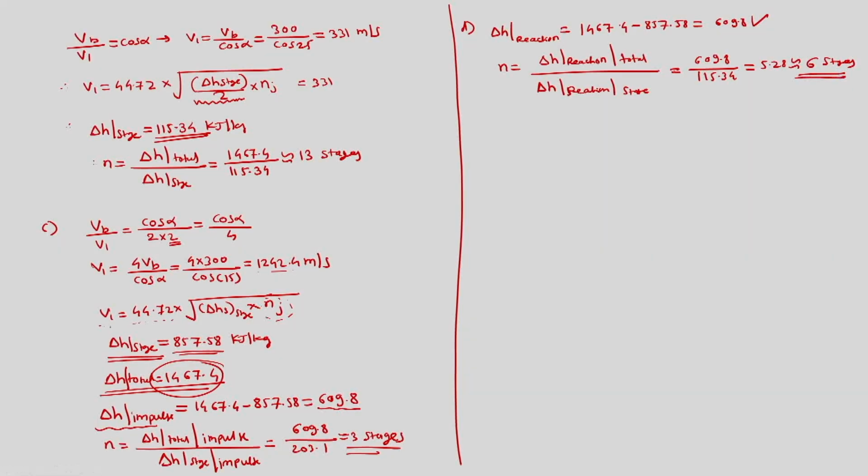So this is how we have seen that with fixed boiler conditions and fixed condenser conditions, we would have different numbers of stages required for the different kinds of turbines.